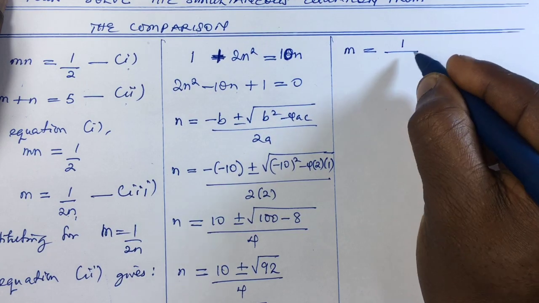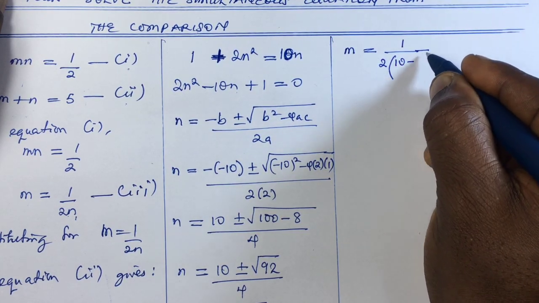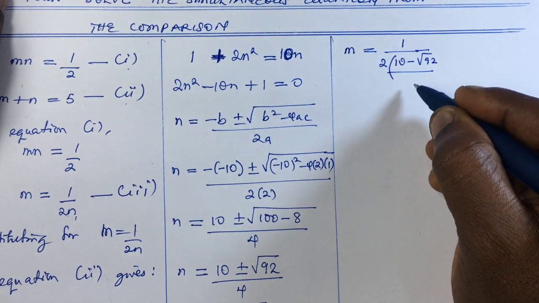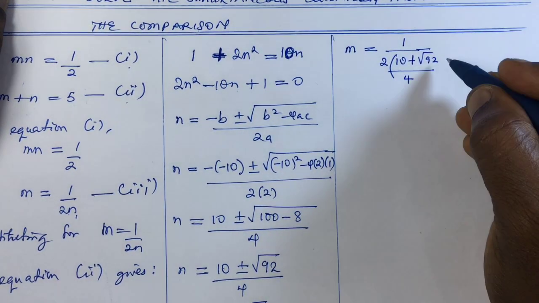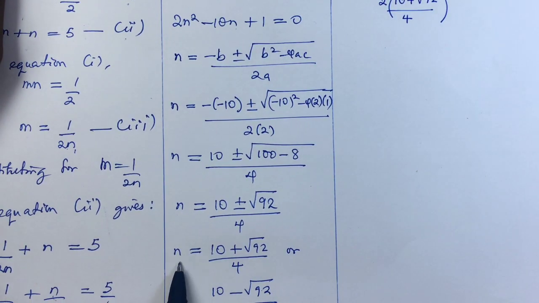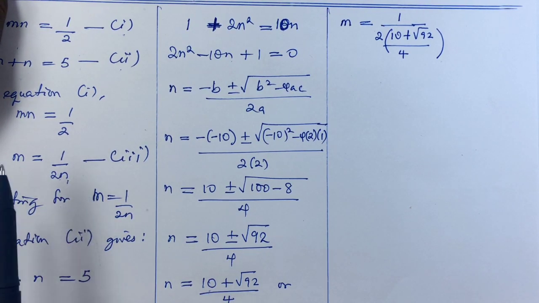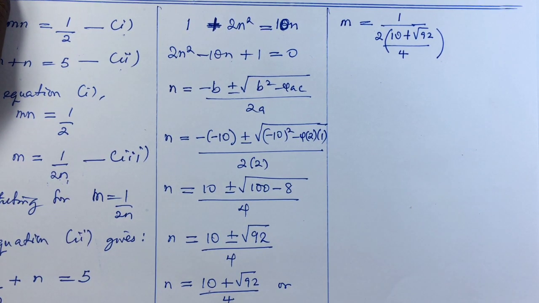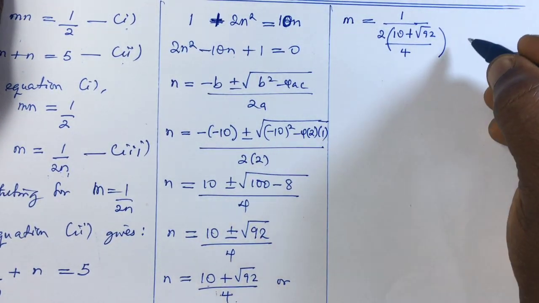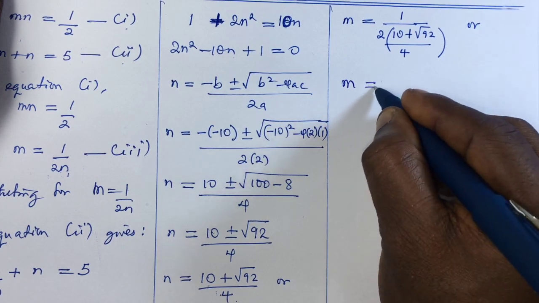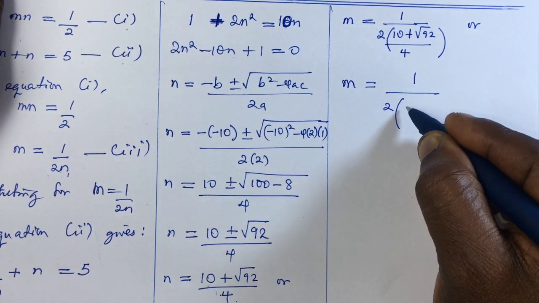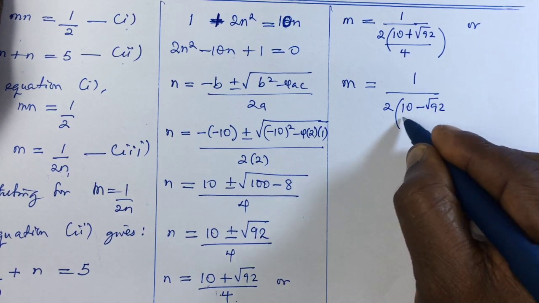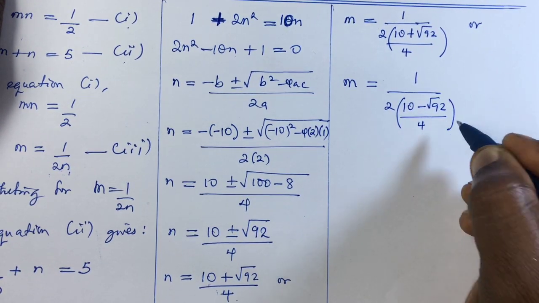Putting it in equation 3, that will be 1 over 2 in bracket 10 minus the root of 92 all over 4. Okay, so I'm putting this when n is equal to 10 plus root 92 all over 4. I'm putting it in equation 3, and doing that means writing m equals 1 over 2 times the value of n. In this case, my n is the first option, 10 plus root 92 all over 4. Or that will give us m equals 1 over 2 in bracket 10 minus root 92, when n is equal to 10 minus root 92 all over 4. Okay, and that will give us any of these.